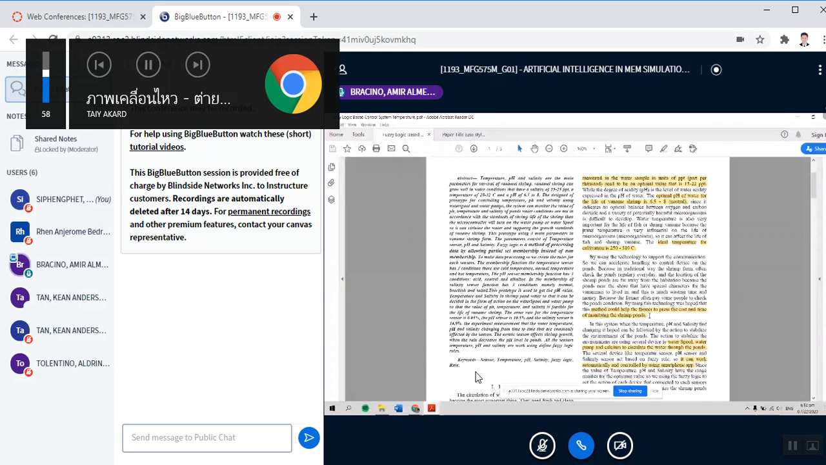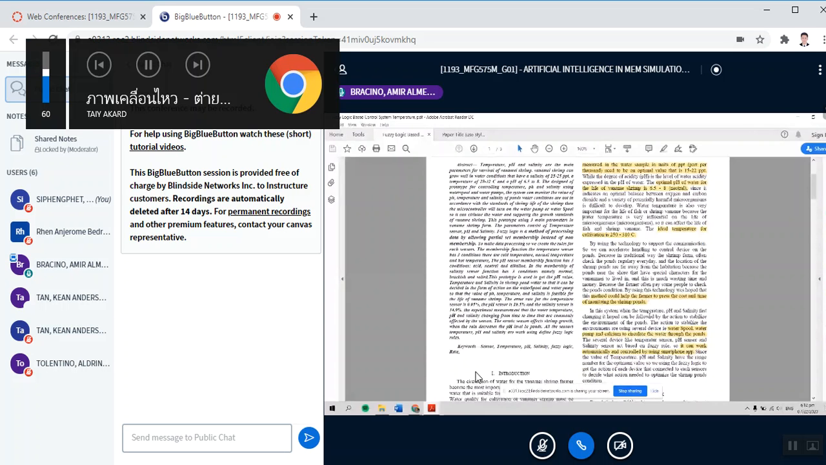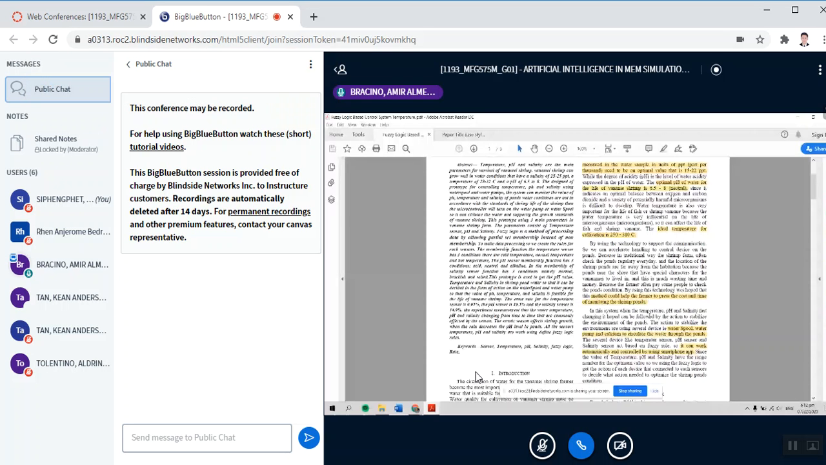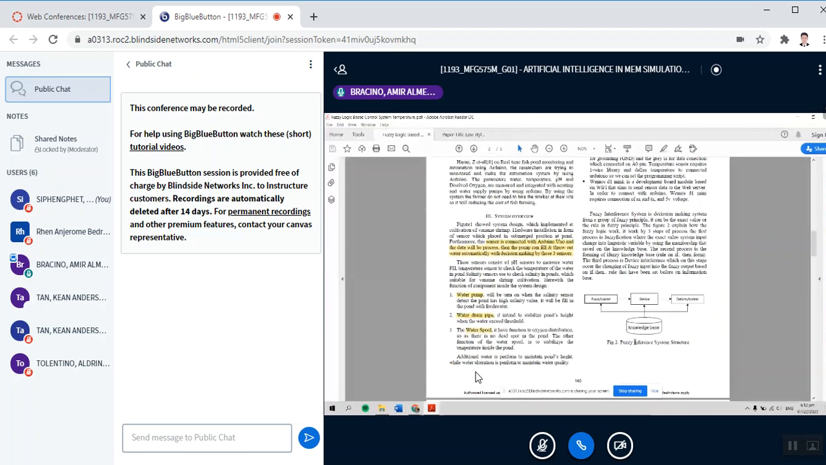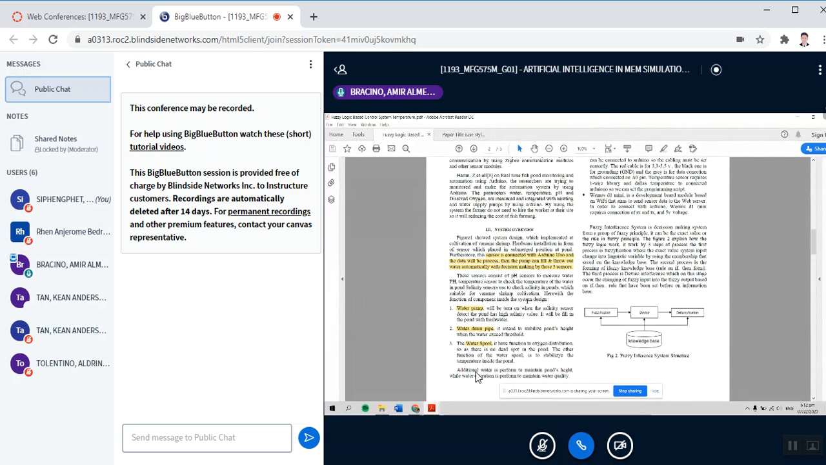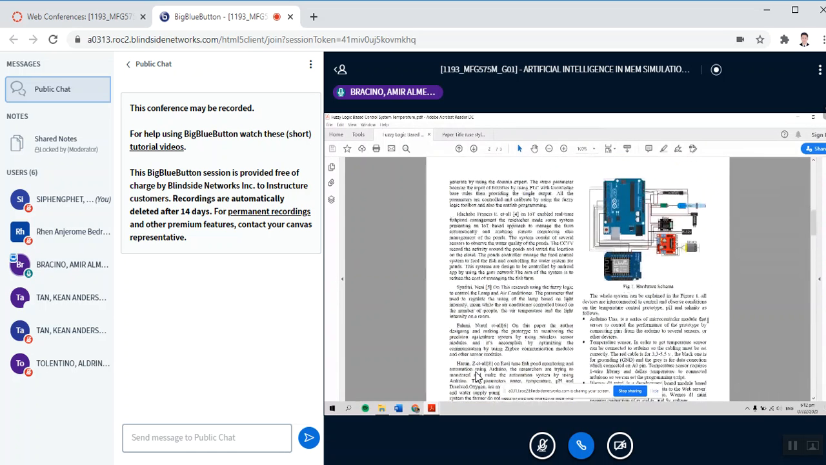To address this, they will be using a fuzzy logic system in order to monitor and optimize the condition of the shrimp ponds in real time. Their structure is that they will be using fuzzy logic. Their inputs will be the pH, temperature, and salinity, and their desired output is the activation of the water pump and then the water spool.